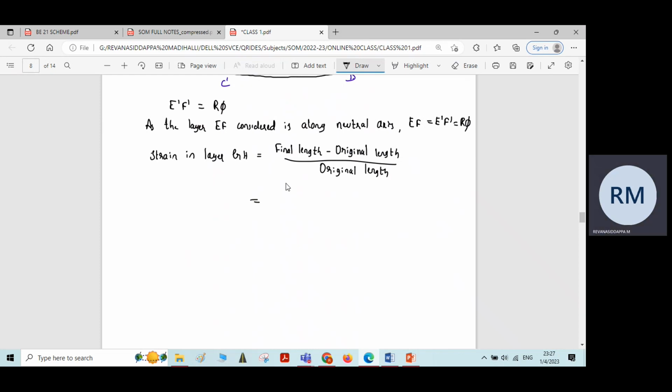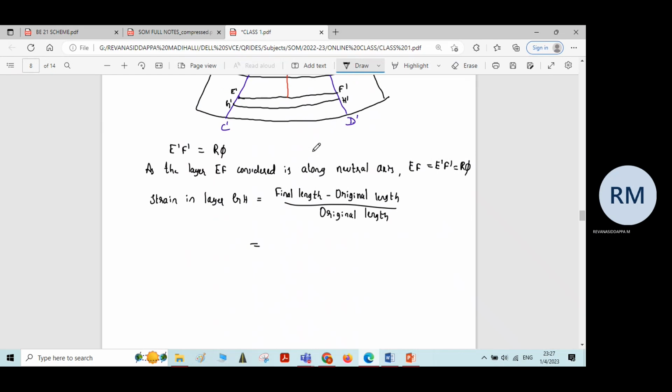Strain is equal to change in length divided by original length, and that change in length we will get as final length minus original length. Final length is G dash H dash.